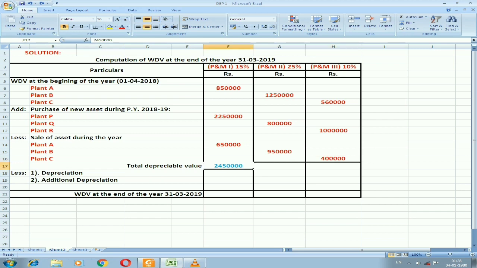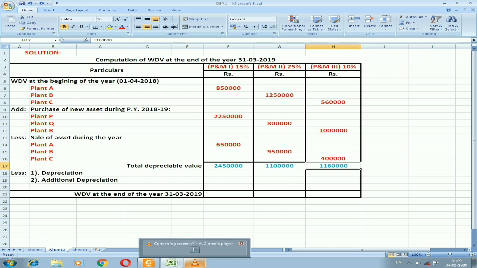So first, the plant and machinery block total is 24,50,000. So I have added WDV of the opening year, add purchase, less sales. For the second block, I'll get 11 lakh. And for the third block, I'm going to get the total of 10 lakh plus 5,60,000 minus 4 lakh. Total is 11,60,000. Next, we are supposed to calculate the depreciation as well as additional depreciation.